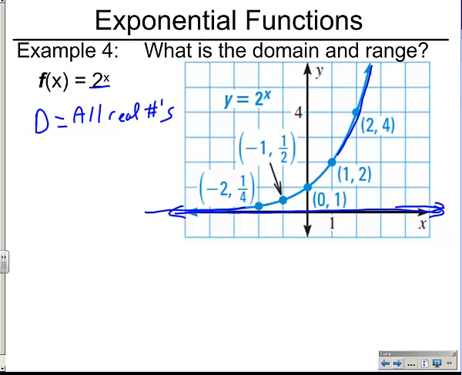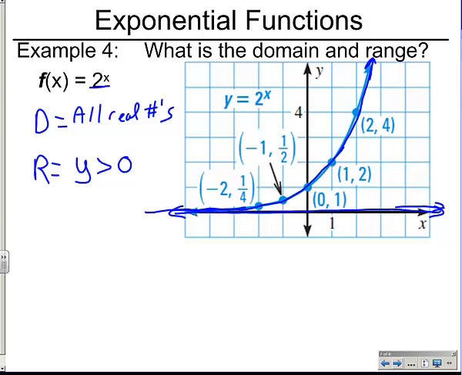Now our range though does have sort of a limitation here. As this curve comes down, it gets closer and closer to x, but it doesn't appear to pass the x, which means the y values don't appear to touch 0 or go below 0. On the other side, my y values appear to go infinitely upwards. So in this case, it looks like our range values are all y values greater than 0. So in other words, all positive real numbers.